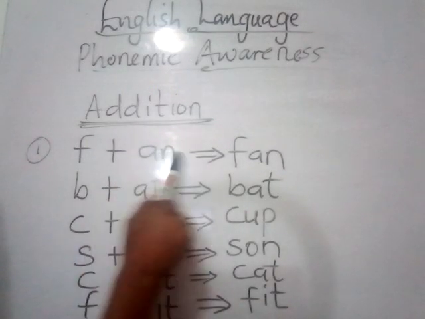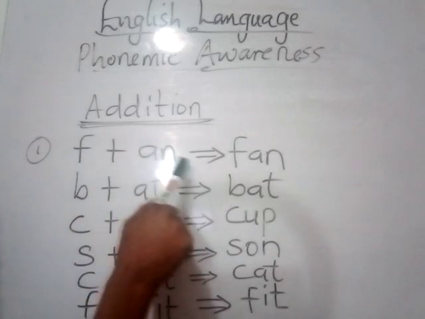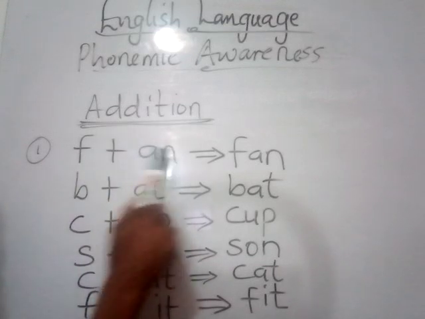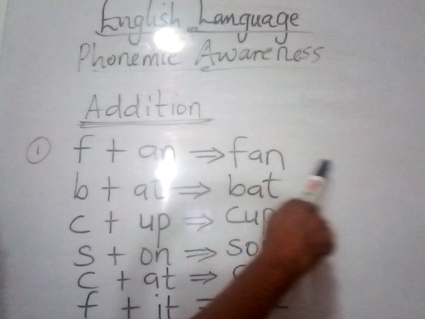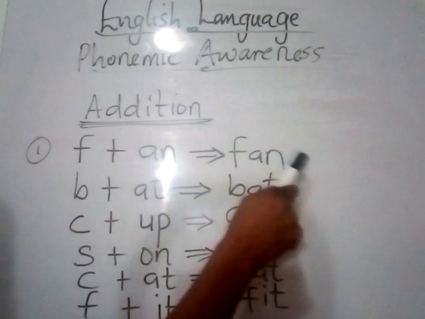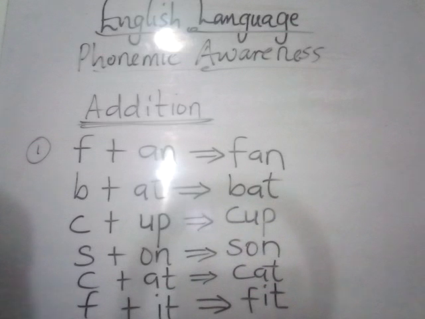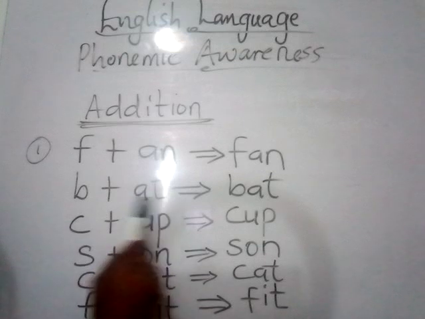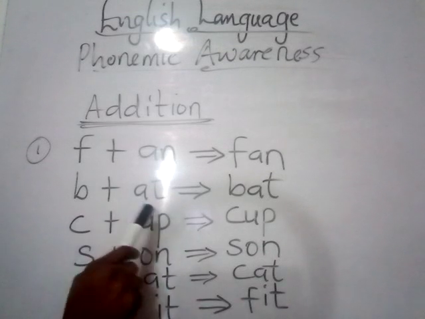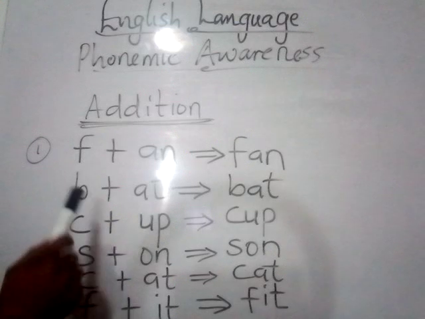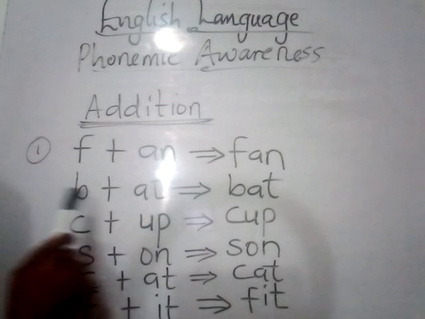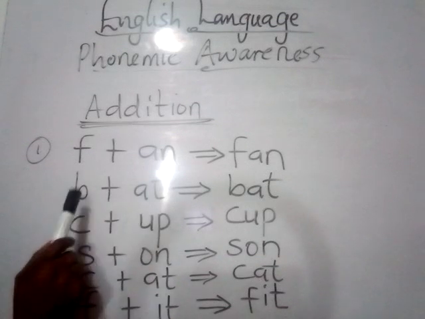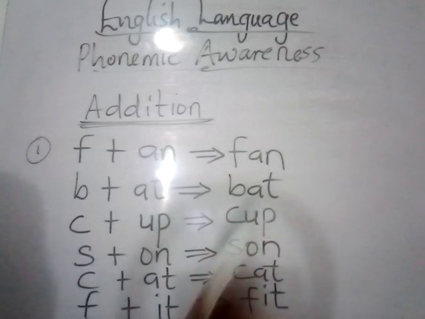Here we have the word an, A-N, an. We know that an is a word in English, it's an article. So add the sound f to an. It gives you a new word, which is fan. Now, let's look at the second example. B makes the sound b. And we have a word here, at, which is used most times to show position. So we blend the sounds together. At is a word, but you're adding another sound to it, which is the sound b. So you have b, at. It gives a new word, bat.